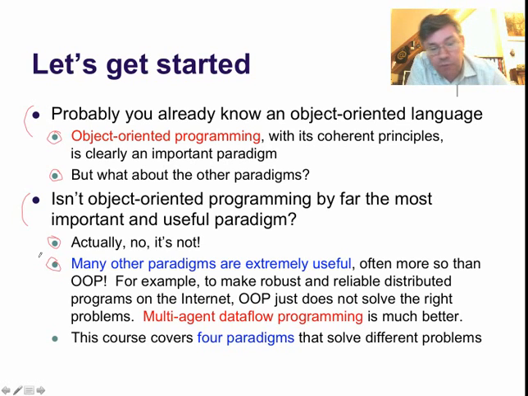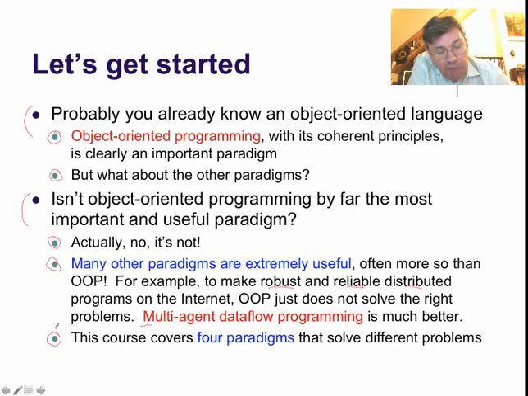For example, if you want to make robust and reliable distributed programs on the internet, object-oriented programming just does not give you the right toolbox to solve the problem. You need to do something else. So another paradigm, for example, multi-agent data flow programming, which we will see in this course, is much, much better suited for building reliable internet programs.